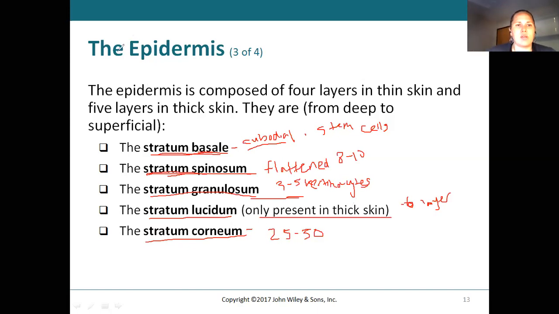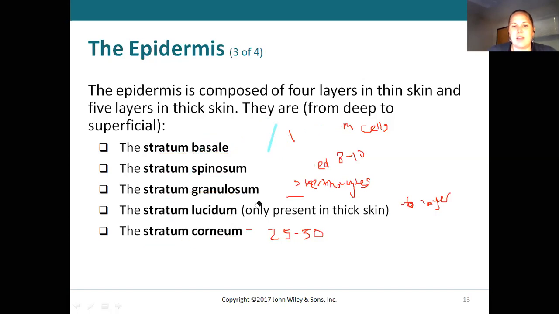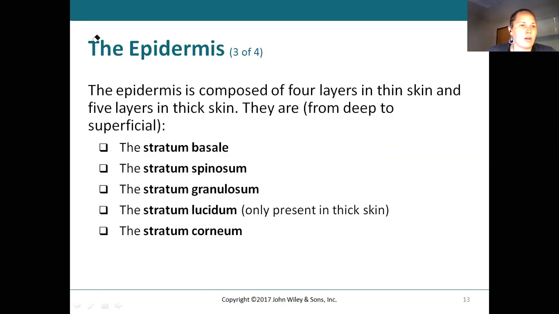So that's just a pretty quick synopsis of the different layers of skin. And sorry, I just wanted to make sure I was keeping the number of keratinocytes clear there. So I do have a few notes that I'm looking off of.